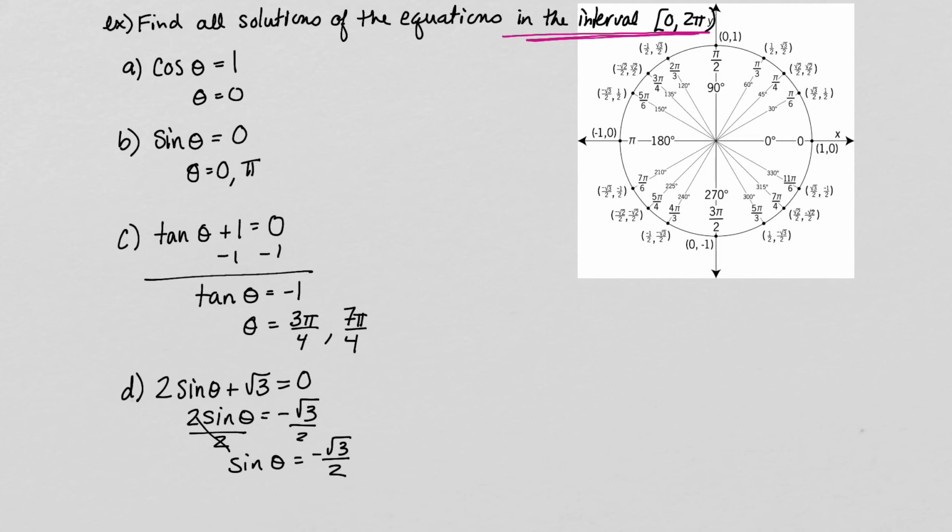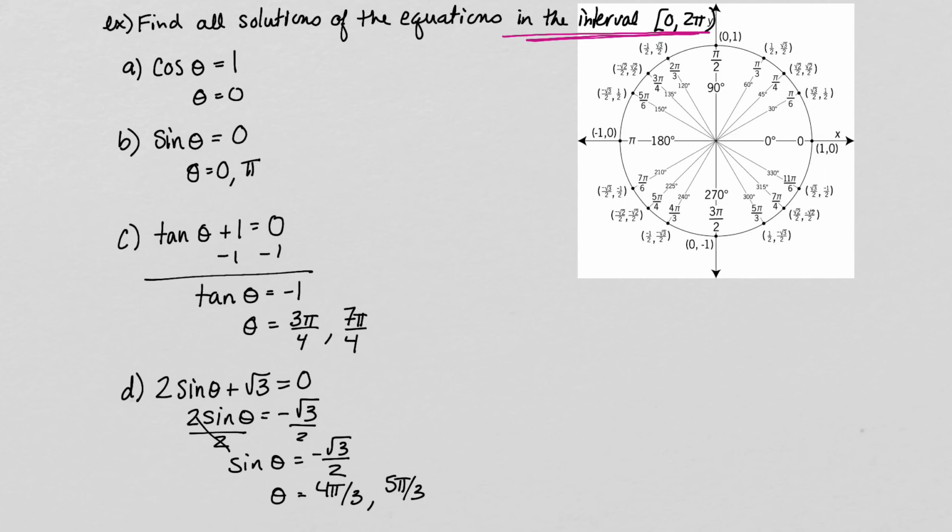So what do we think? 5 pi over 3, yep. It's definitely one of the places. And where else? Yeah, 4 pi over 3. So theta is going to be 4 pi over 3 and 5 pi over 3.